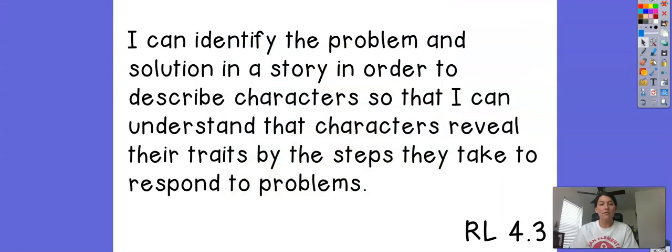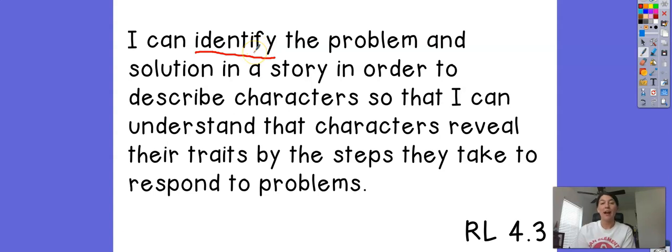Today, when we're reading, take a look at our objective. I can identify the problem and solution in a story in order to describe characters so that I can understand that characters reveal their traits by the steps they take to respond to problems. This seems a little bit wordy, so let's break it down. We know that the word identify means what? Good, it means to find.